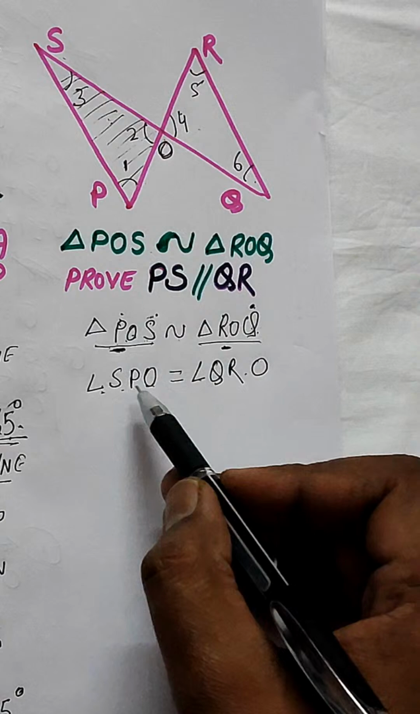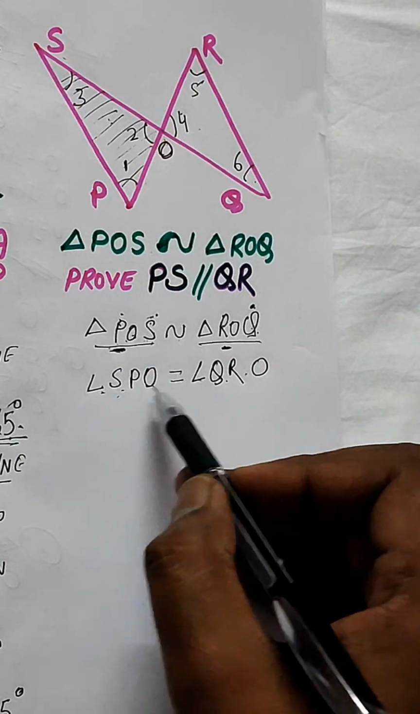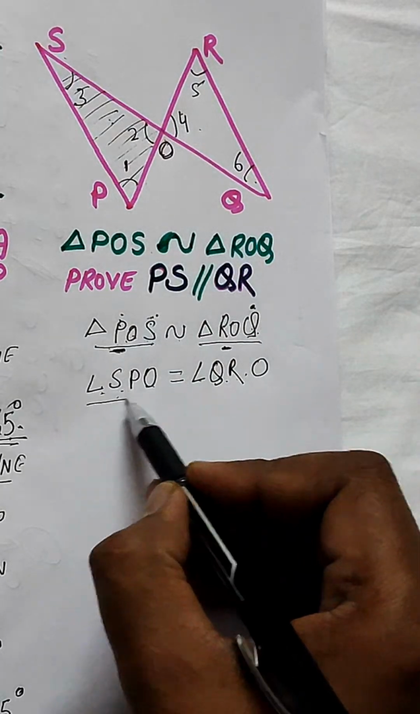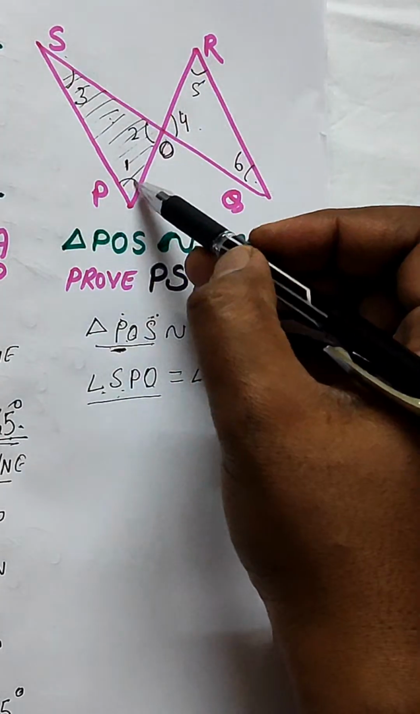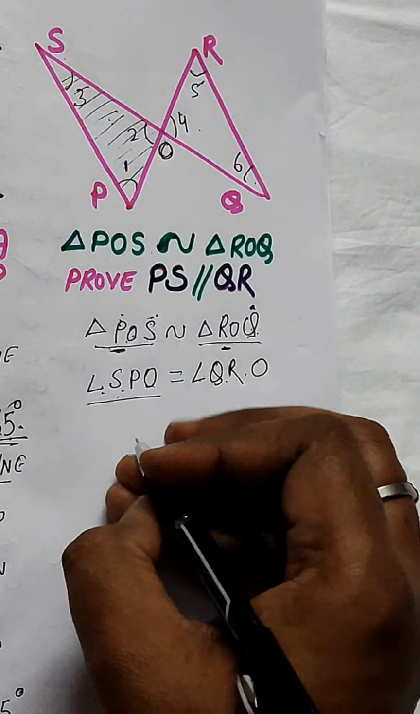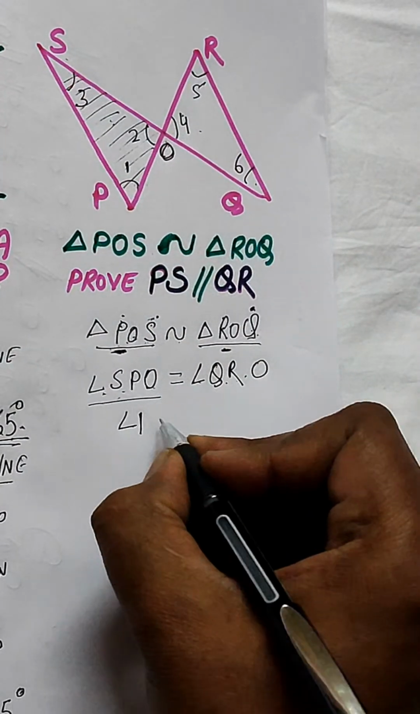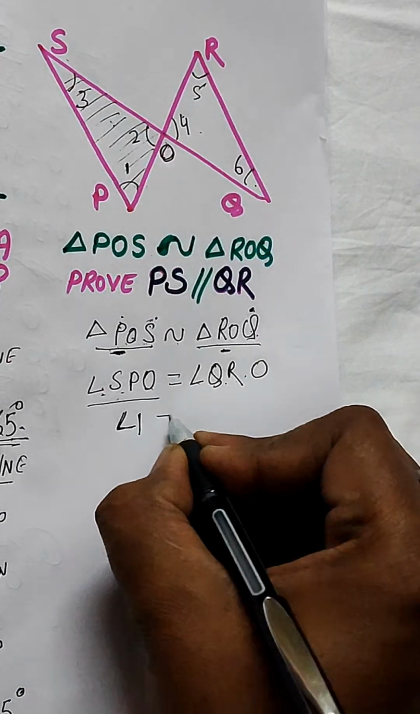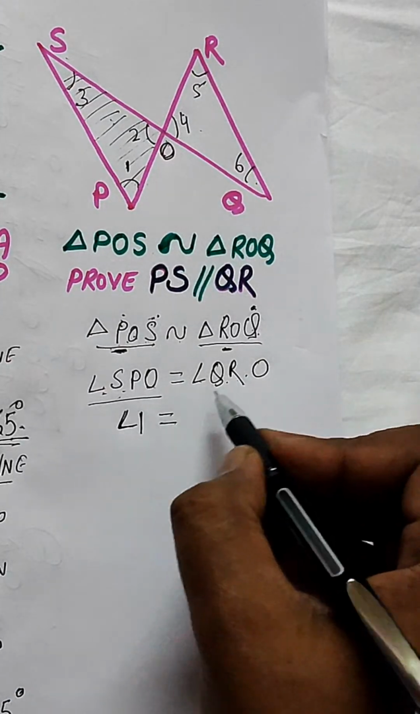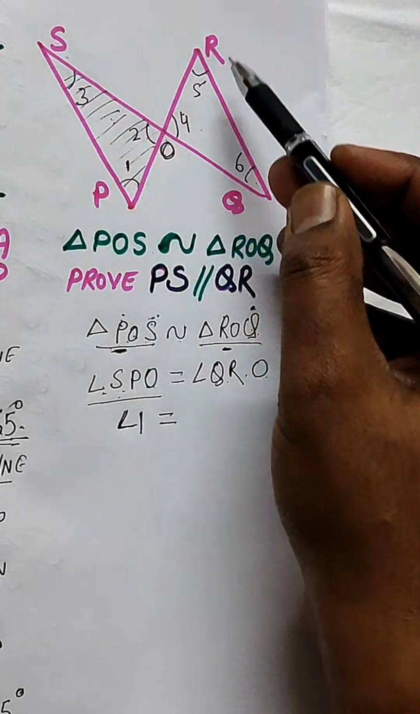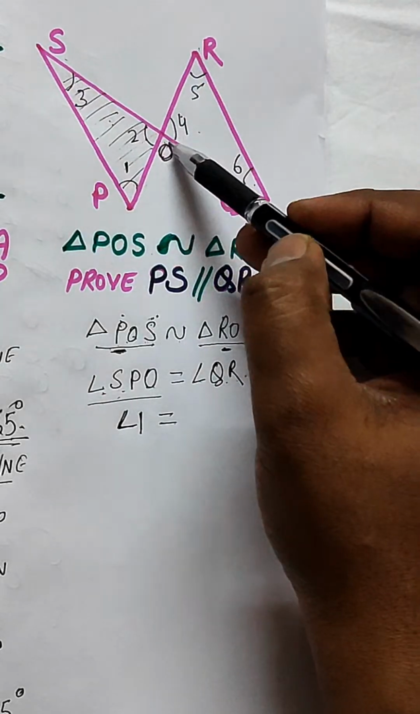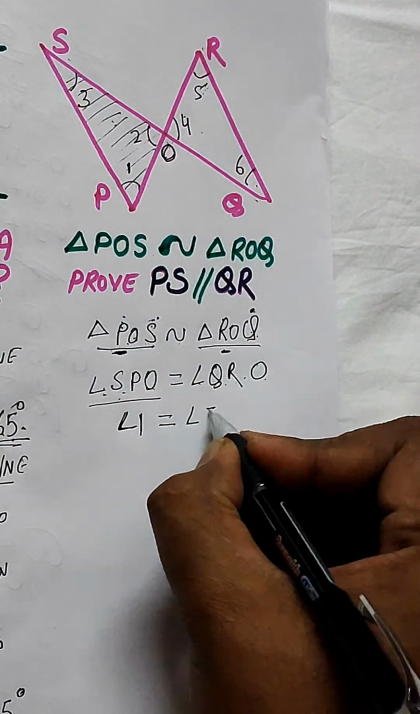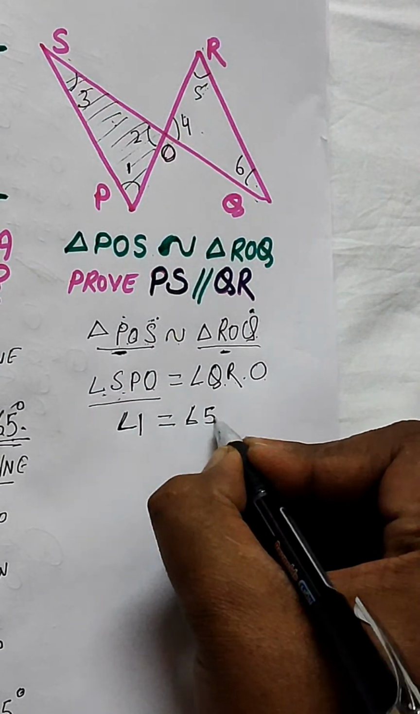I explained it over here, but I will not explain it for all the angles because it will take time. So we can write angle SPO as angle 1, right? It will be easier to understand. That's why I have done the nomenclature. So angle 1 is equal to QRO, that is this one, angle 5. So angle 1 will be equal to angle 5, right?